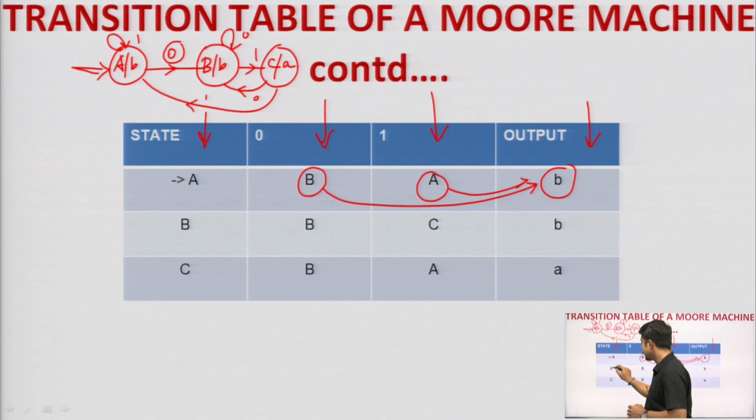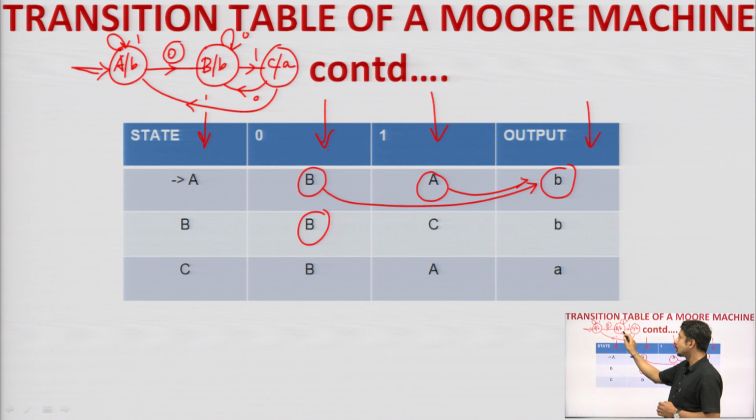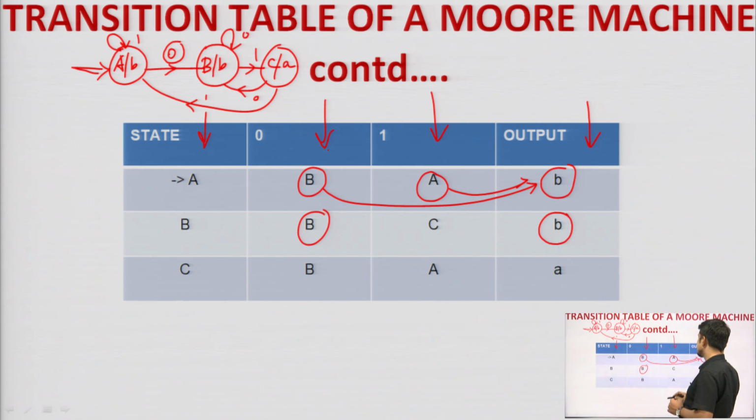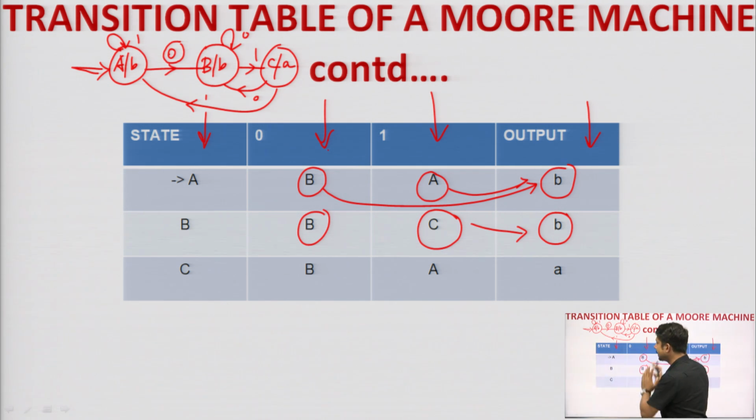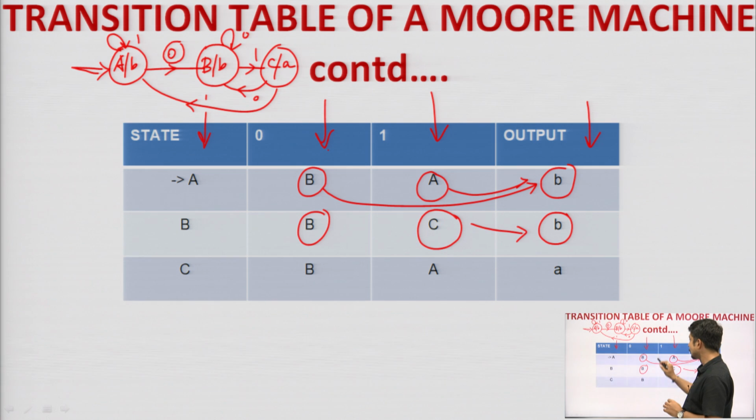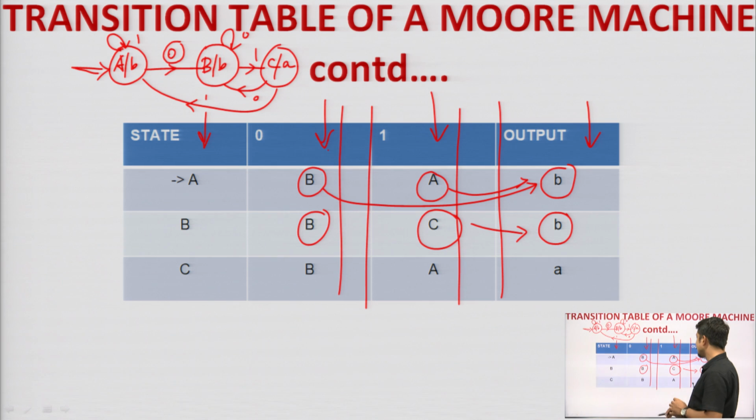Next comes B. Now, state B on seeing 0, where is it going? It is entering itself, B, and the output of B is small letter b. Now, B on seeing 1, where is it entering? It is entering state C. What is the output of state C? The output of state C is A, which coincides with the particular output alphabet. So, if we have to design this kind of transition table, we have to focus that for every input we need to put a particular output, then it will be easy for you to understand. Clear.